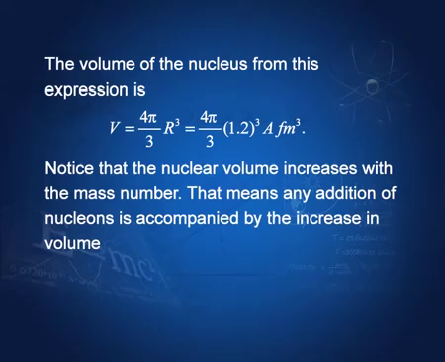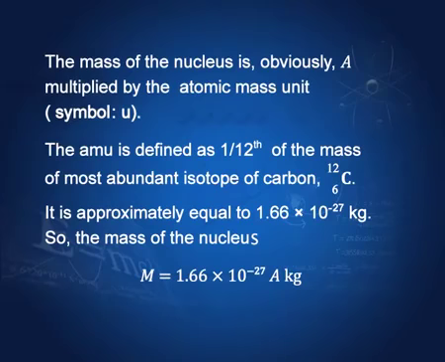Notice that the nuclear volume increases with the mass number, proportional to A. So, as A increases, as you go to larger nuclei, the radius also increases. The mass of the nucleus is obviously A multiplied by the atomic mass unit U. You remember, I told you that I will define this a little later. U is what is known as the atomic mass unit.